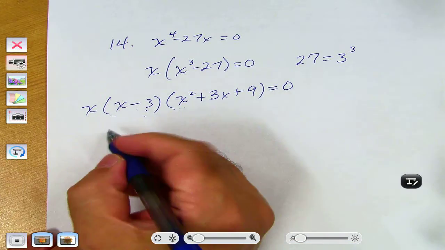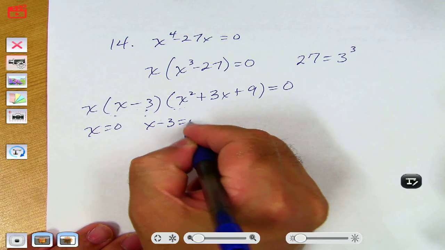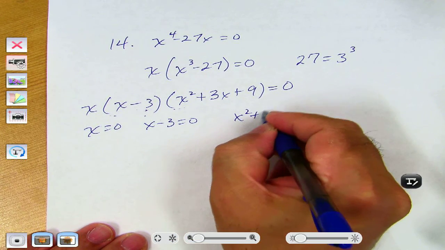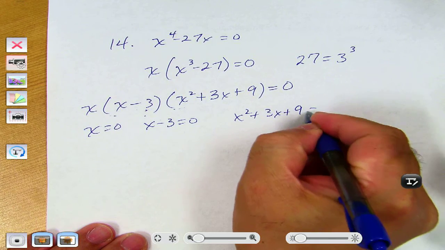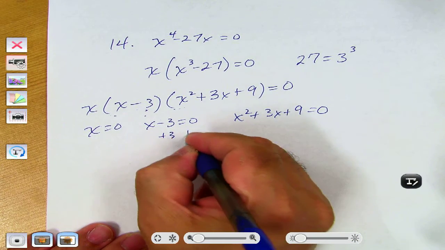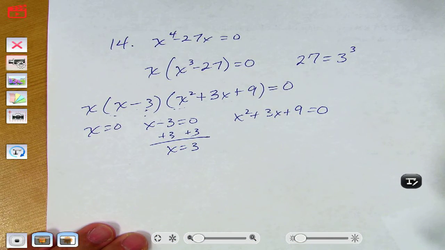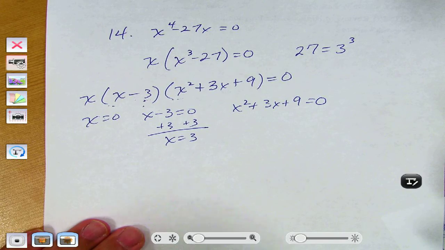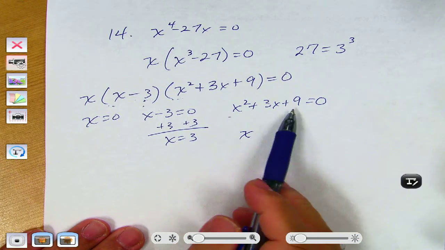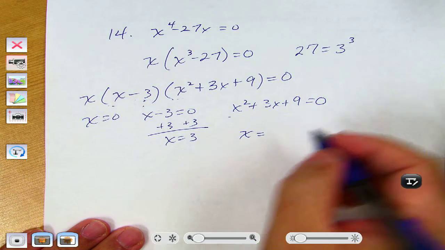Set each factor equal to 0. So you got x equals 0. You have x minus 3 equals 0. You have x squared plus 3x plus 9 equals 0. Here, you just add 3. x equals 3. And this trinomial cannot be factored, so you have to use the quadratic formula. Remember the quadratic formula?